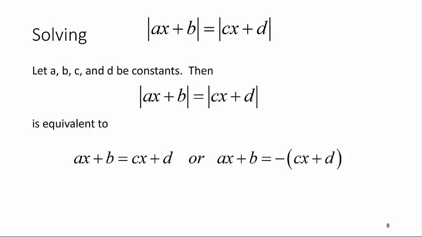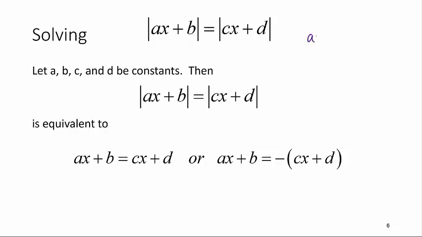Hi, in this video we're going to look at absolute value equations that involve two absolute value terms. So for example, if you have absolute value of ax plus b equal to absolute value of cx plus d. In this scenario, we know that each of the expressions inside the absolute value could be positive or could be negative, right? So let's just think about the scenarios before we even read the rest of this slide.